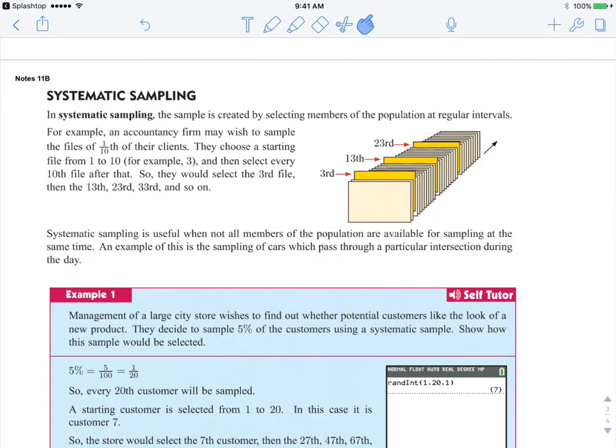All right. The next type of sampling is called systematic sampling. The sample is created by selecting members of the population at regular intervals. For example, an accountancy firm may wish to sample the files of every 10th client. They choose a starting file from 1 to 10, for example the number 3. Then they go every 10 files after that, so they would select the 3rd file, the 13th, the 23rd, the 33rd, and so on. That's an example of systematic sampling.